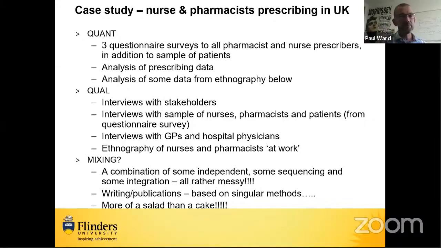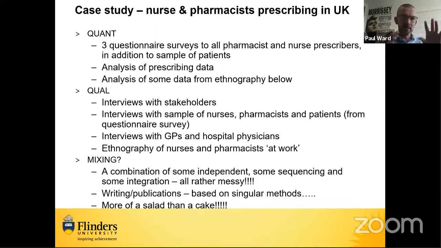So we interviewed lots of policymakers in Department of Health. We interviewed lots of nurses and pharmacists and patients that we got from the survey, and then interviewed lots of those around their experiences of being prescribed by nurses and pharmacists as opposed to GPs. We interviewed lots of GPs and hospital doctors around their perspectives on how nurse and pharmacist prescribing was working. And we also did an ethnography. So we had researchers who were watching, observing actual clinical interactions where nurses and pharmacists were prescribing, and we had an ethnography, an observation.